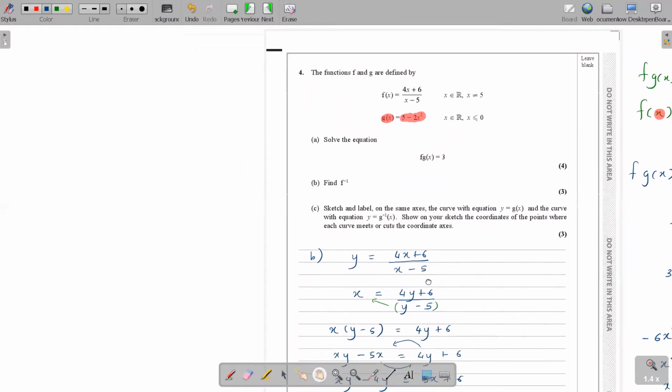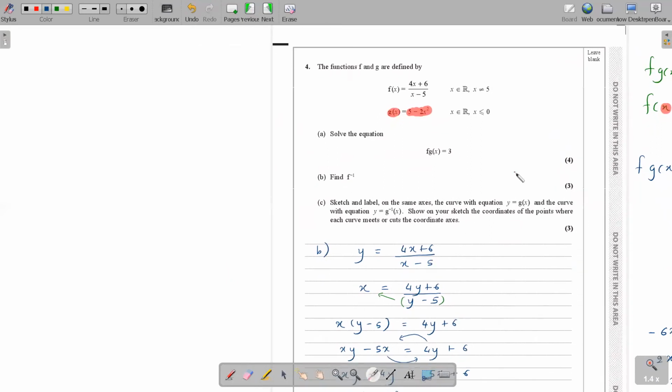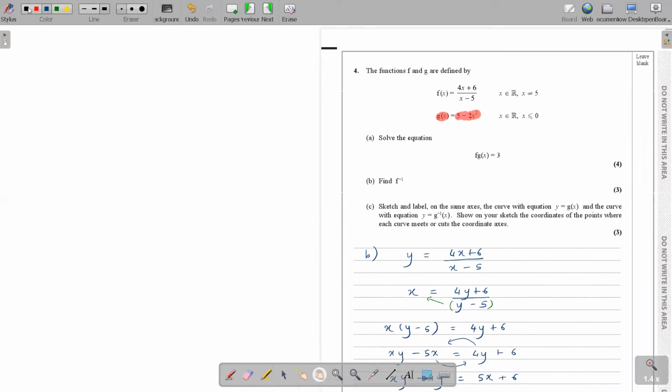Sketch and label on the same axes the curve with the equation y equals g(x) and the curve with the equation y equals g inverse x. So you've got to draw g(x) and you've got to draw g inverse x. Show on your sketch the coordinates of the points where each curve meets or cuts the coordinate axes. Okay, so let's get started.